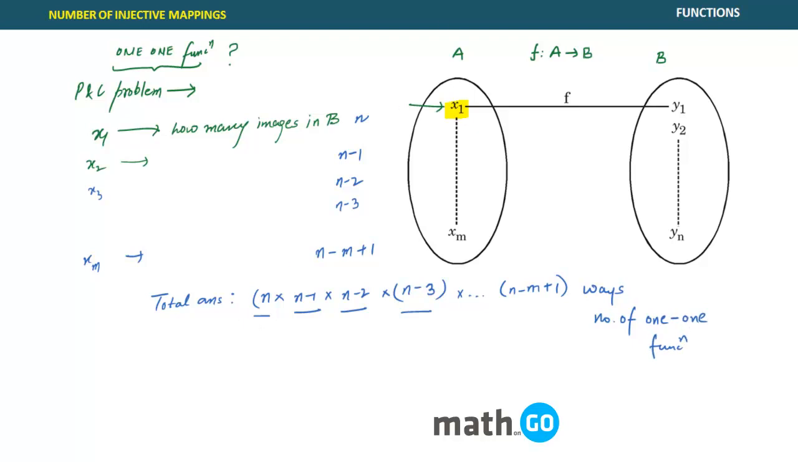And if you want to simplify this and remember it as a formula, the answer is nPm. You have to select m elements from this, and they could be arranged also. So if you want to remember this, it is nCm. That is, you first select m elements from this particular set, and they could be arranged in m factorial ways. This is what I taught you in the PNC lecture. So just remember the formula that for a 1 1 function, the answer is nCm into m factorial.